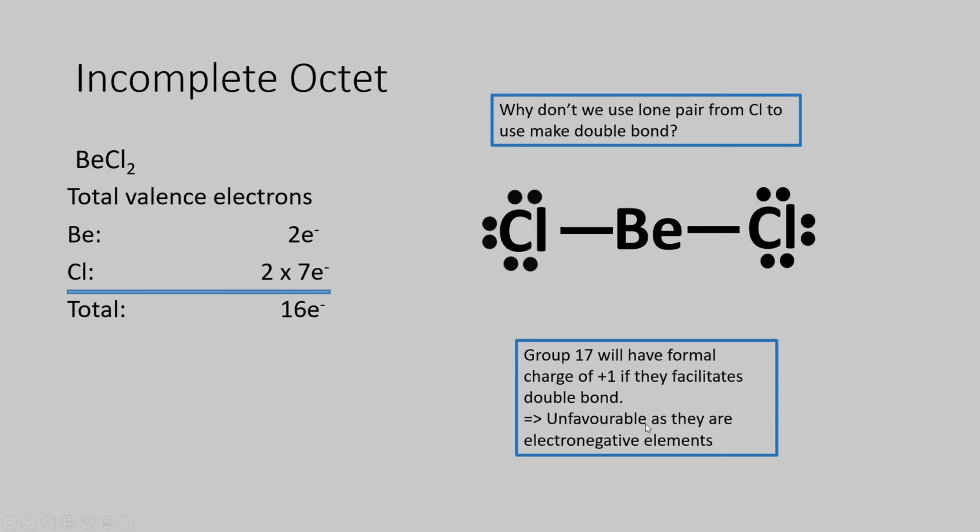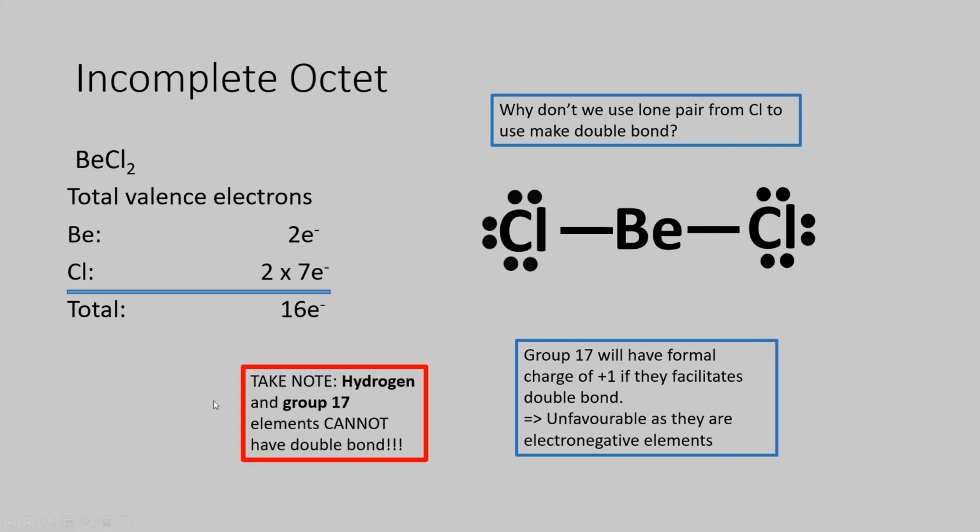Okay, so it's unfavorable as they are electronegative element. So you punya Lewis structure is complete even though beryllium is not octet. Beryllium baru 1, 2, 3, 4, baru 4. Sebab beryllium is an incomplete octet. Okay, hydrogen and group 17 cannot have double bond. Okay, boleh? Itu kan saya dah beritahu kan?